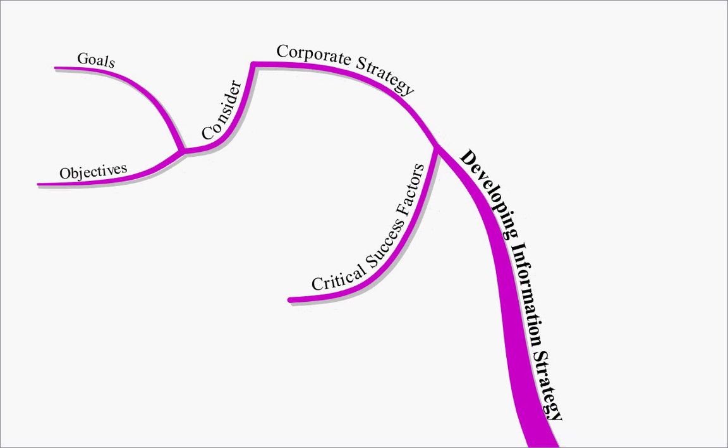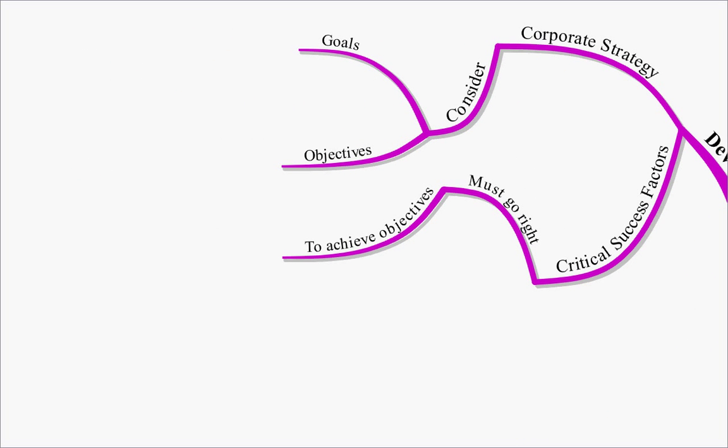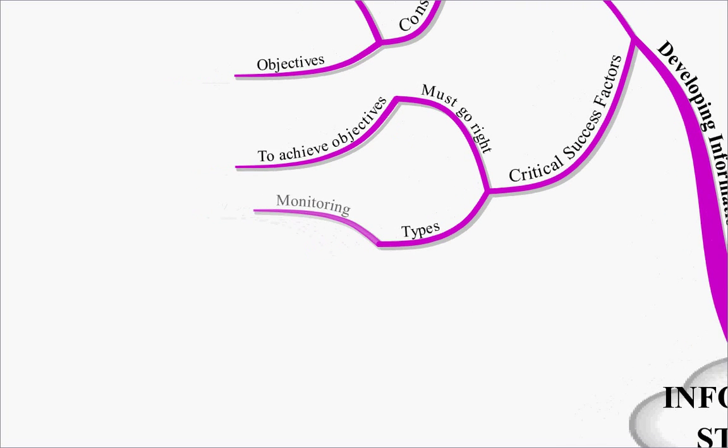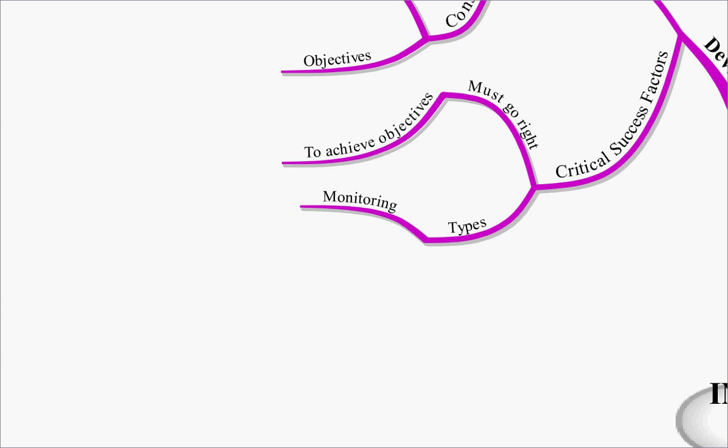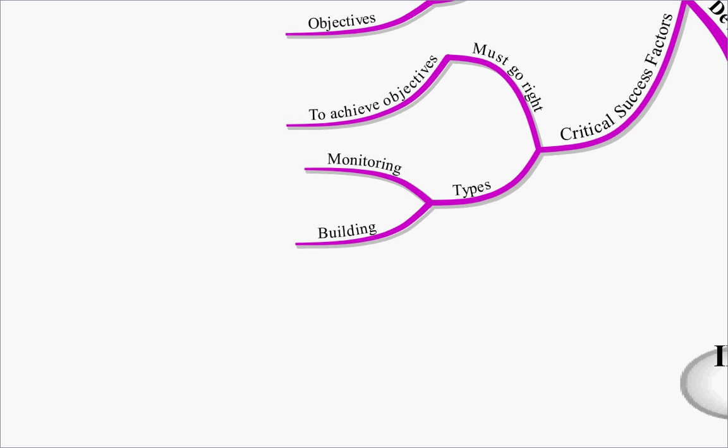We also had to consider our critical success factors. These are things that must go right if we are going to achieve our objectives. Different types of critical success factor. Monitoring, this is monitoring the day-to-day running of the business. And building, this is change management, critical success factors for change.